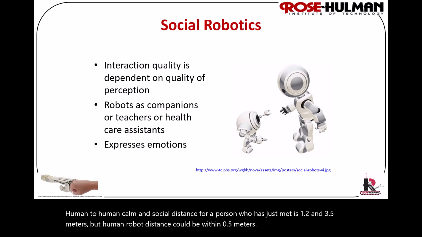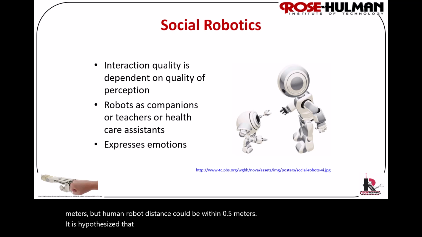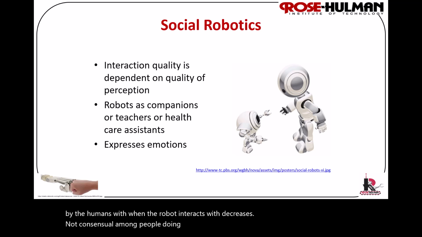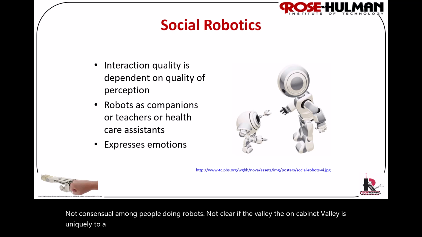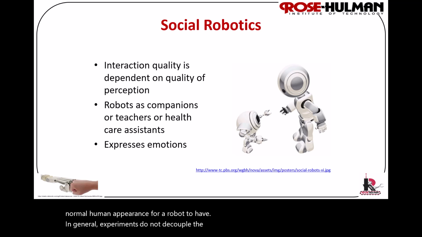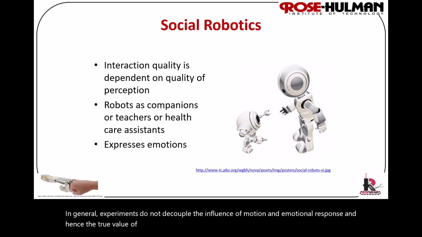It is hypothesized that when robots look and act almost as humans, the emotional response by the humans when the robot interacts decreases. This is not consensual among people doing robots. It's not clear if the uncanny valley is unique to a human-machine factor or can be generated by personal beliefs on what is the normal human appearance for a robot to have. In general, experiments do not decouple the influence of motion and emotional response, and hence the true value of anthropomorphism may not be obtained by HRI metrics.